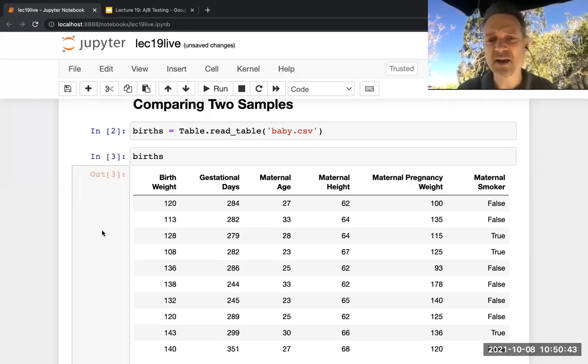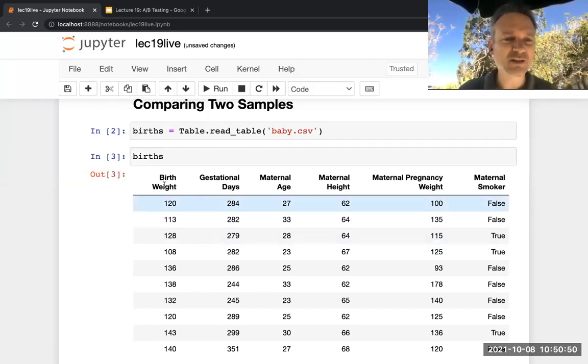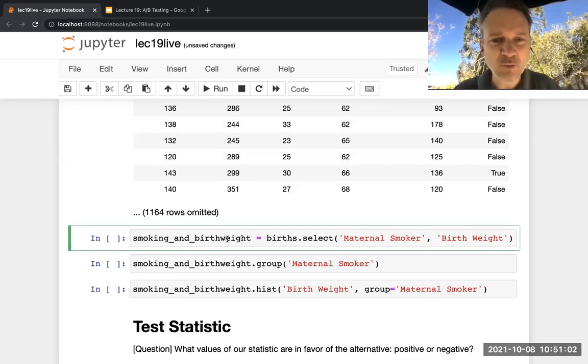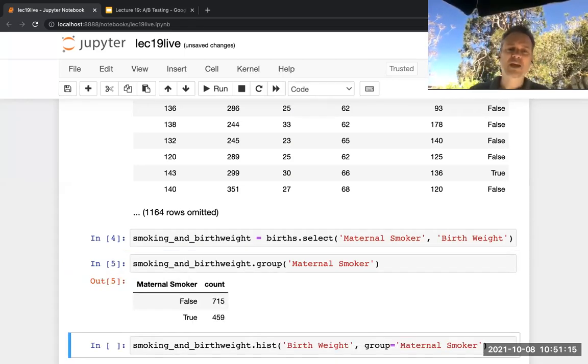You can see in this data set, we have one row per baby, and there's a whole bunch of data here, but the relevant ones to look at are the birth weight here. That's the weight of the baby at birth. And then maternal smoker indicates whether or not the mother was a smoker. So we're only going to focus on the relationship between those two attributes, whether the mother is a smoker or not, and the weight of the baby. In other words, that's a kind of proxy for the health of the baby.